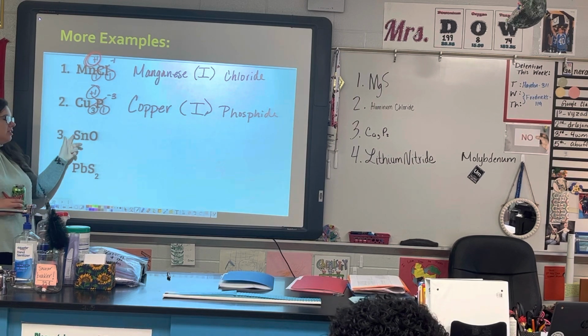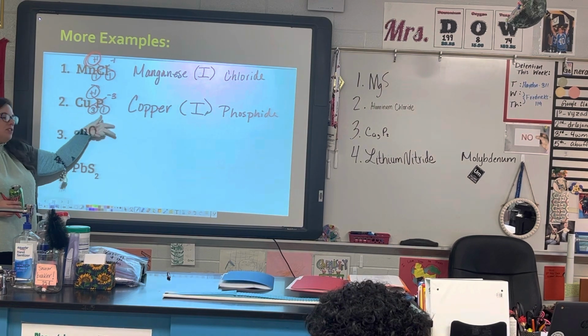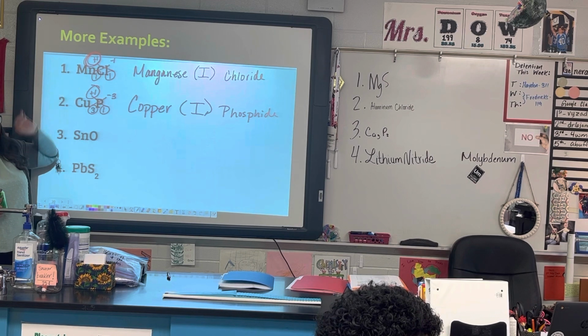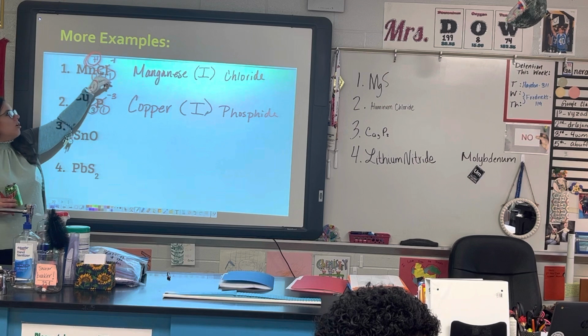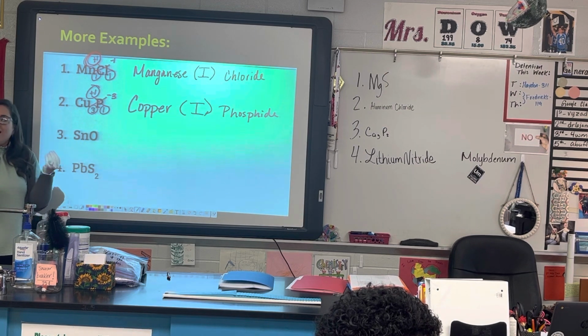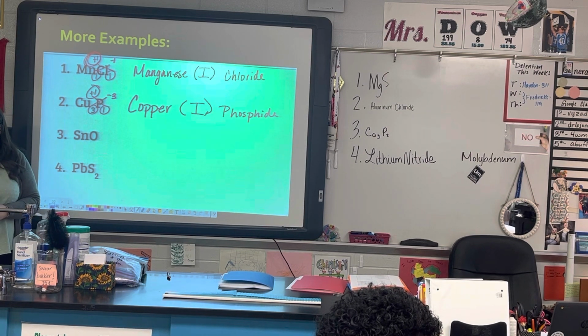Now we would love for all of them to work out this perfectly, but sometimes they don't. So my next 2 examples are when they don't just uncross and happen to be that number. So this is why we always have to check our nonmetal's charge, because our nonmetals have set charges on the periodic table. So we always got to check.